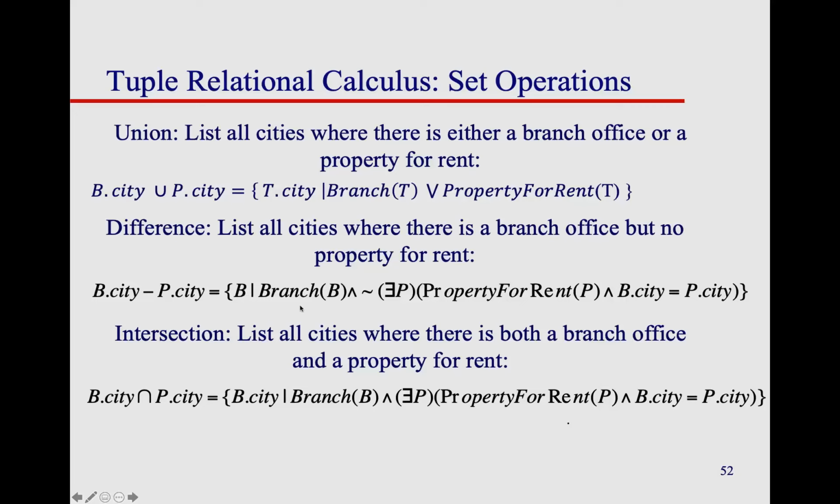Dr. VZ, yep. At the top, what is the T dot city? What's the T there? It's the tuple variable. See how T ranges over branch? For each tuple in branch, each tuple will successively be bound to T. Then what we're doing is saying, in the result, we want the city attribute from T.